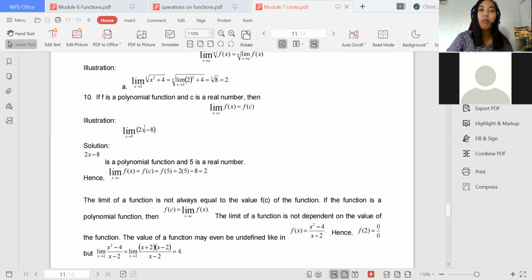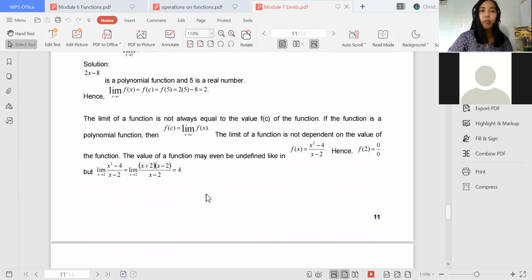So the limit of 2x minus x as x approaches 5. It's easier to do direct substitution because it's linear. 2 times 5, 10 minus 8, it's 2. Okay. I'm just explaining in the theorem what process we are doing and what it is called.